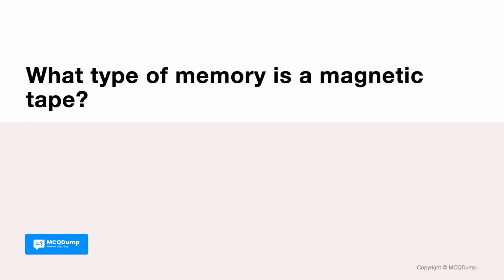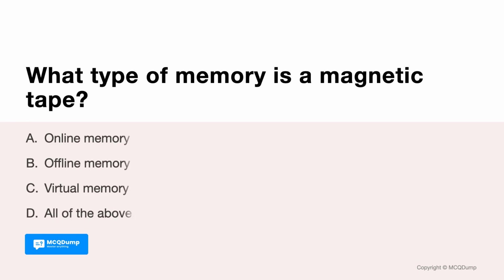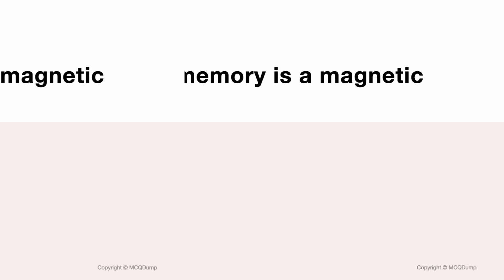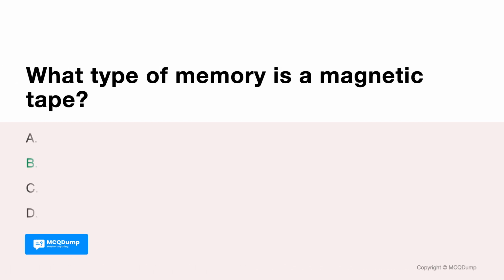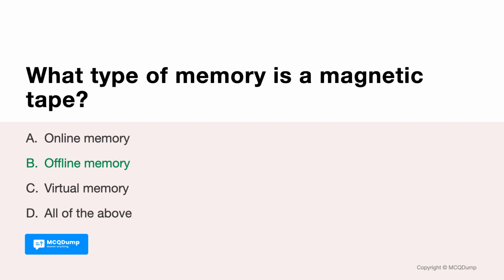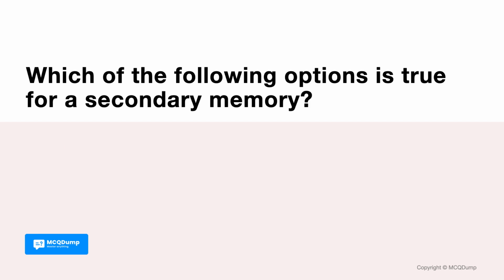What type of memory is a magnetic tape? Options are A. Online memory. B. Offline memory. C. Virtual memory. And D. All of the above. Answer is B. Offline memory. Magnetic tape is an offline type of memory.